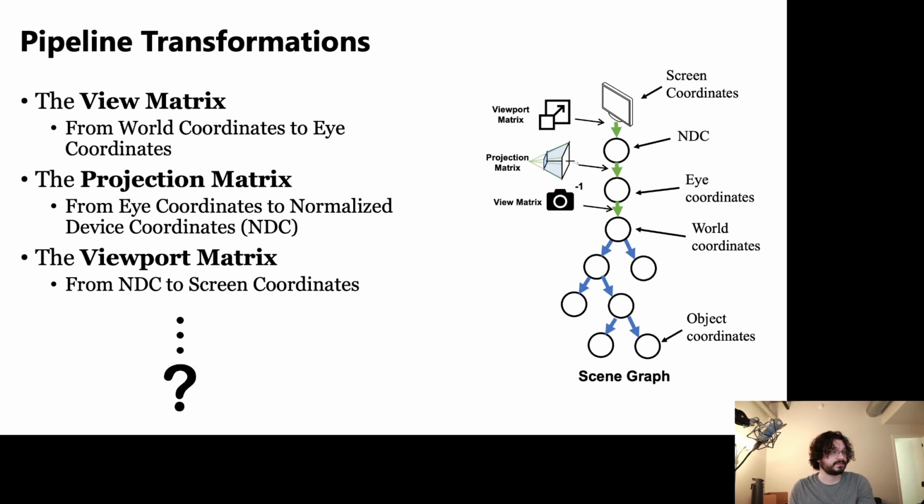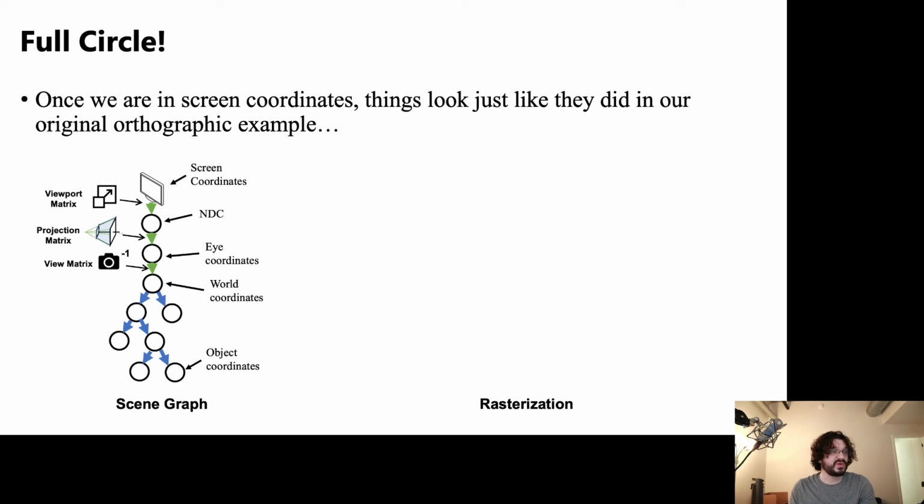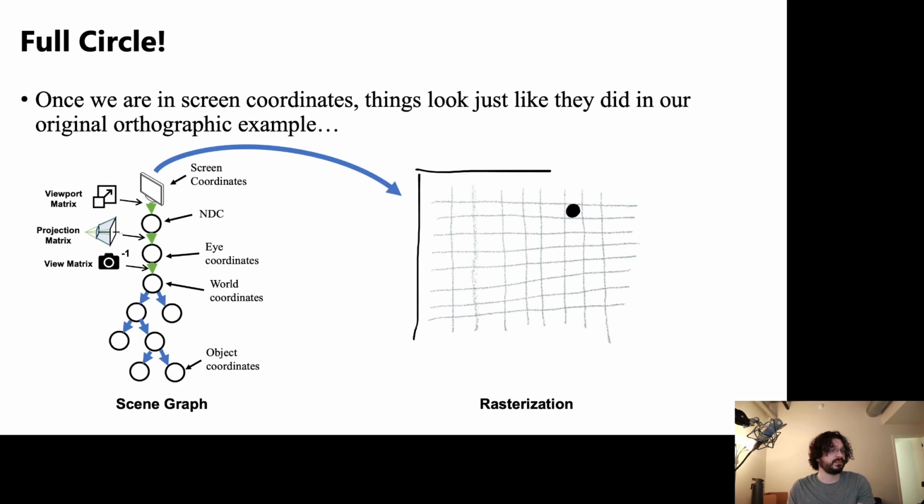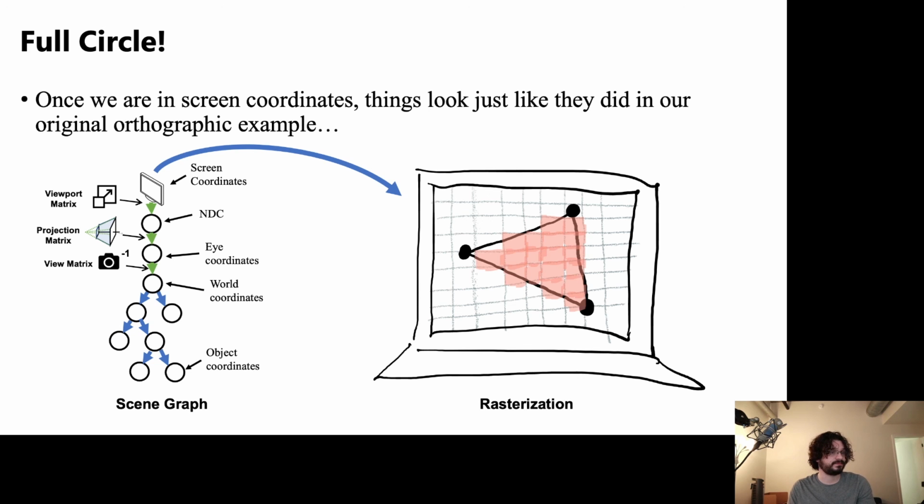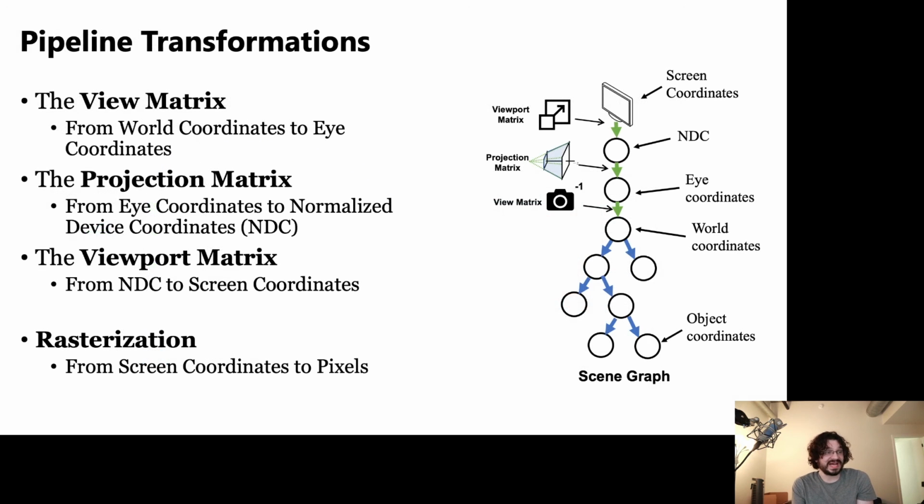What comes next? Well, once we've reached screen coordinates, our situation looks pretty much identical to the process that we described at the beginning. So at that point, we're ready for rasterization. And so at a high level, that's it.